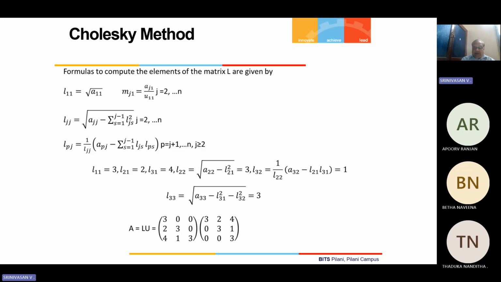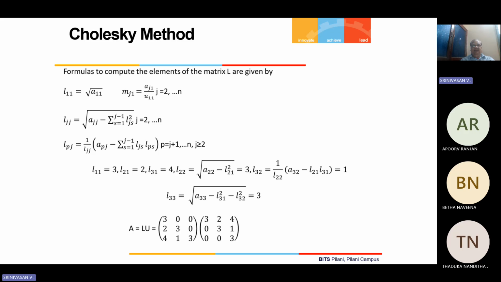So in Doolittle's method, you are finding 9 entries. What's happening there? 6 UIJs and only 3 LIJs, so that is 9. In Crout's, it was LIJ 6, UIJ 3, so 9. But in Cholesky method, only 6, because the other one is its transpose. So first column 3, 2, 4 will become first row 3, 2, 4. Second column 0, 3, 1 will become second row 0, 3, 1. Third column 0, 0, 3 will become third row 0, 0, 3.